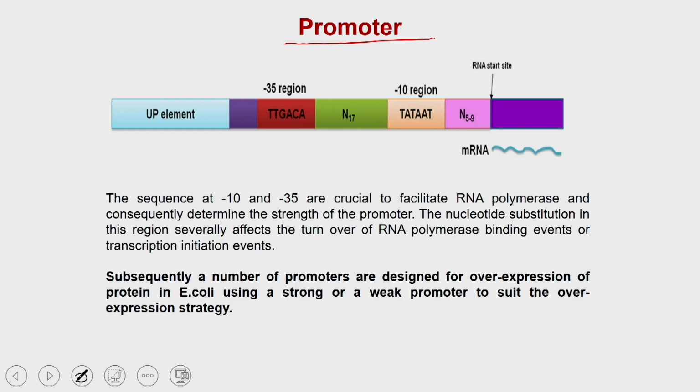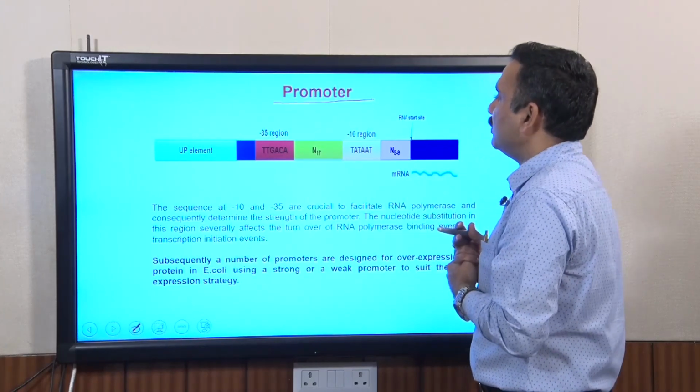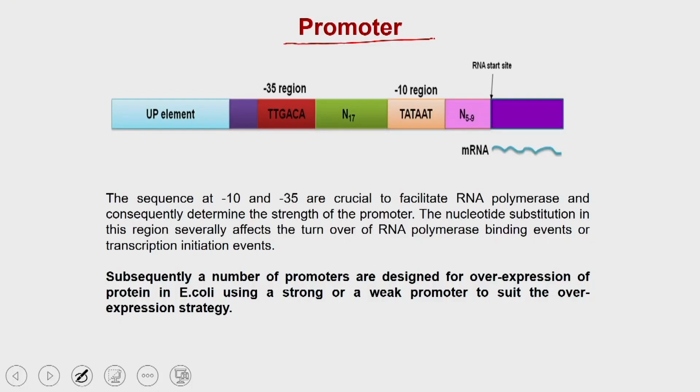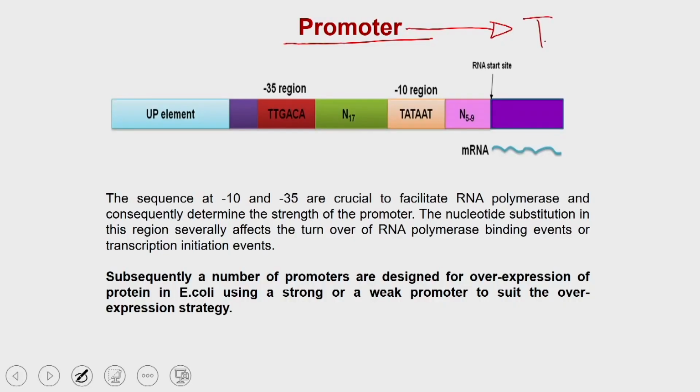So, as soon as you have started the synthesis of messenger RNA, you are also going to initiate the binding of ribosomes to the messenger RNA. That process is completely controlled by the promoter, because the promoter controls the transcription.